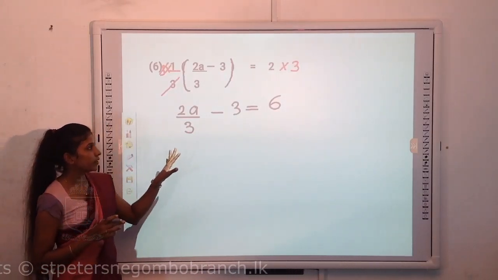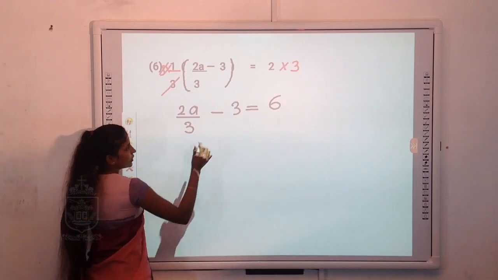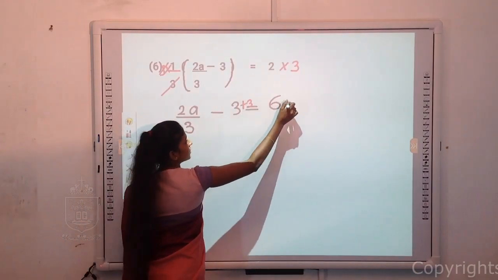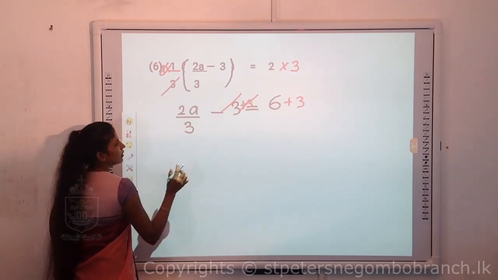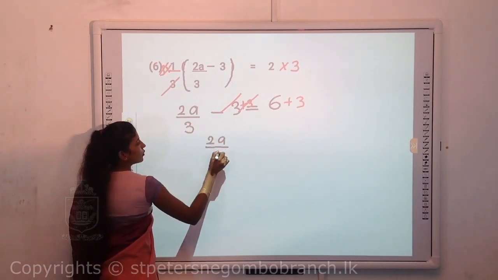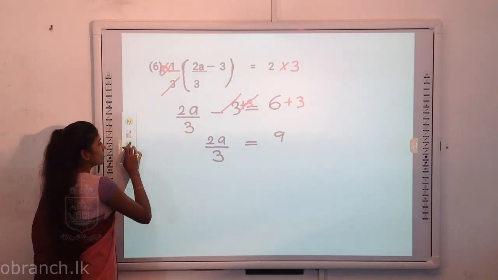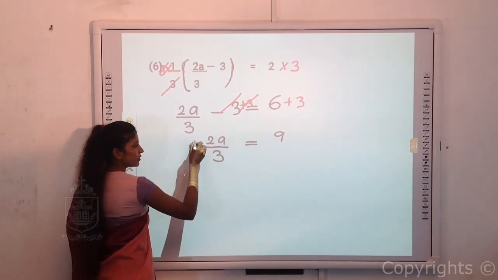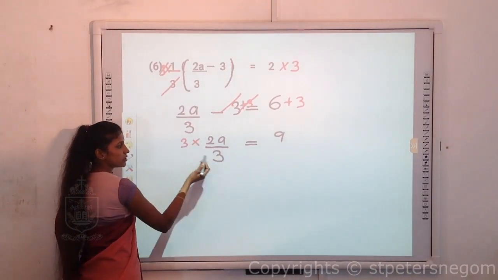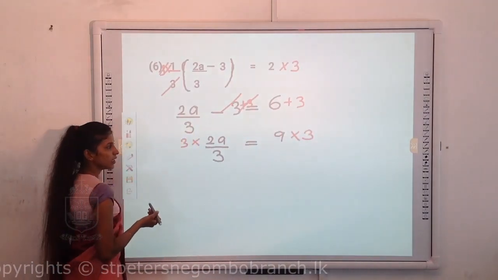So we simplified already these types. So minus 3 can be cancelled by adding 3 for both sides. 3 cancels. So remaining here 2a over 3 equals 9. Our next step is to cancel 2 and 3. So in order to cancel 3, divide. Opposite of that is multiplication. 3 cancels. This side should also be multiplied by 3.